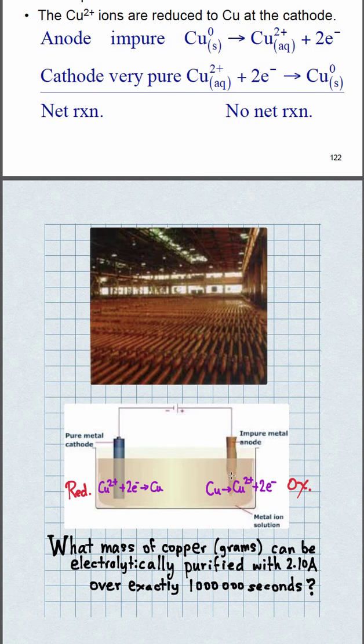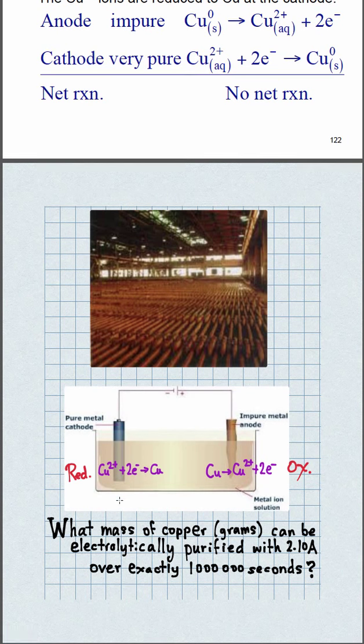In a way, the copper travels through solution from here to here, but the reason why we do it is that a lot of the impurities are left behind. They either settle to the bottom or stay attached to this anode, but the impurities are left behind, and that's a way to purify the metal.